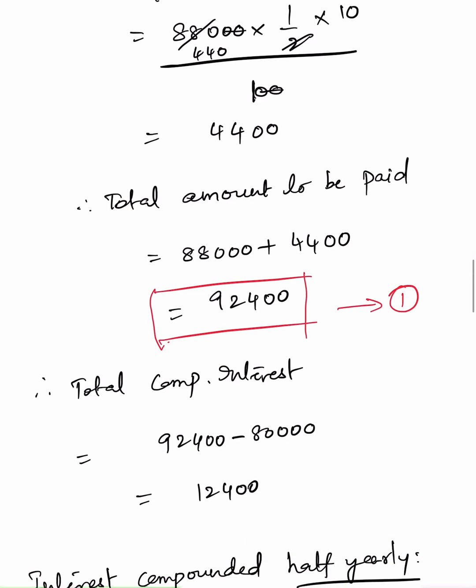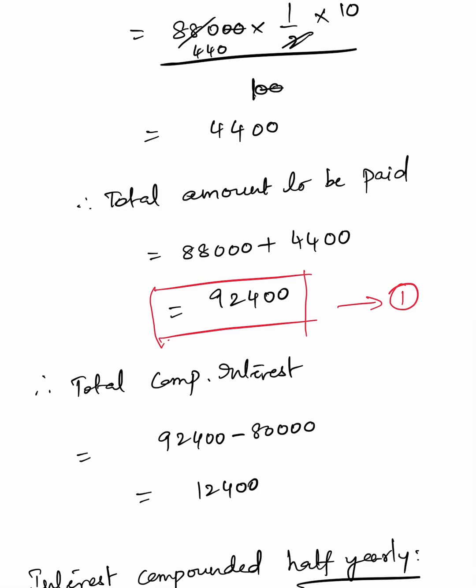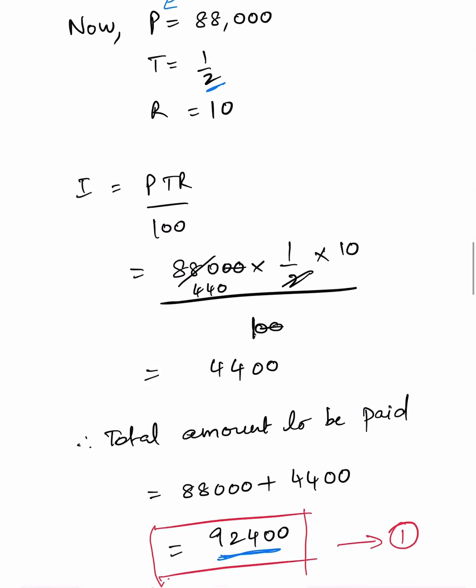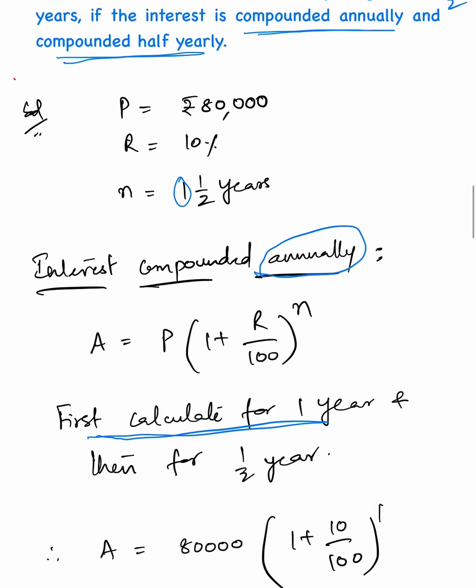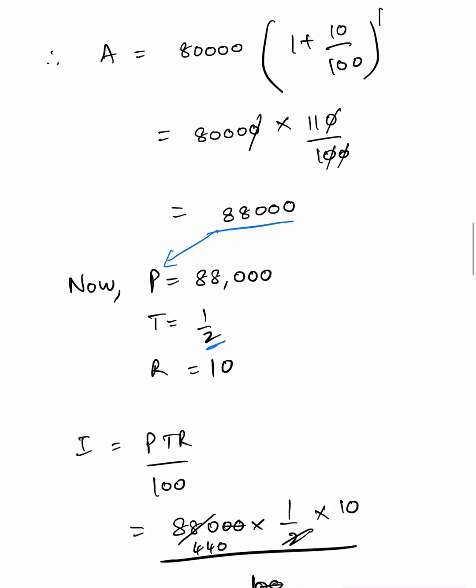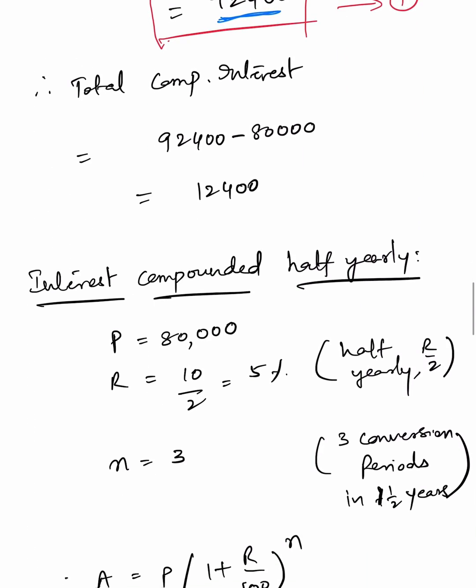Okay, let this be 1. Total compound interest is this 92,400 minus 80,000. So 12,400. Okay. So 92,400 is the amount if it is calculated annually. So let us calculate if the interest is compounded half yearly.